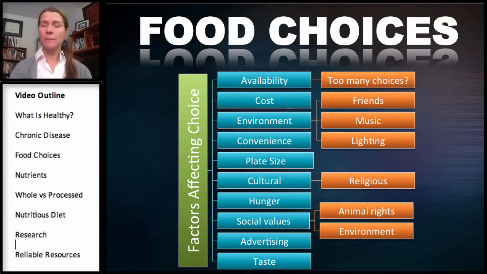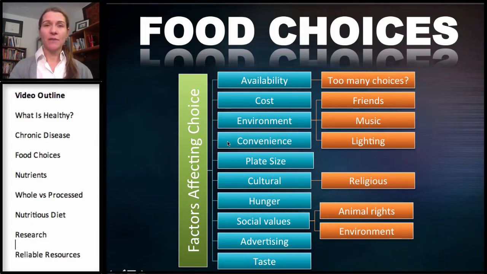The environment, and what I mean by environment is who's around you. Many times people will eat more when they're surrounded by friends. But if you have friends who have healthy eating habits, you're more likely to eat like them. If they have a taste for French fries and hamburgers, you're more likely to eat that. The type of music that's playing can influence how you eat, and even the type of lighting.